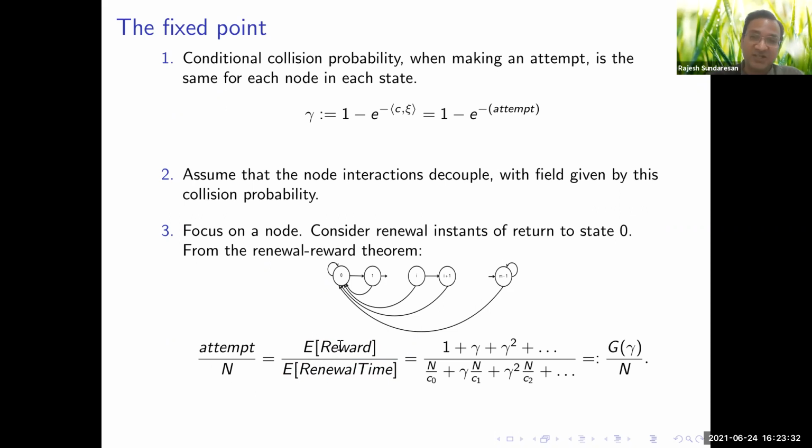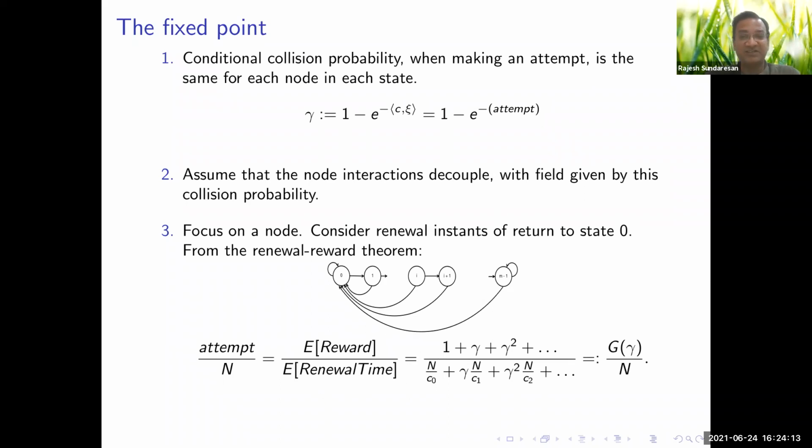So how do I get the expected number of attempts? Or this is the reward in one cycle, expected reward in one cycle. Well, I must make at least one transmission, that's this. But with probability gamma, I might have a collision and I must make one more transmission. So think of this as gamma multiplied by 1. But with probability gamma square, I must make one more attempt and so on. And of course, there is a special handling for the m-1 that needs to be brought into the picture. But that's a matter of detail that I will not get into. It can be done, but I'll not get into that here. So you see that this gives me the expected number of attempts per cycle.